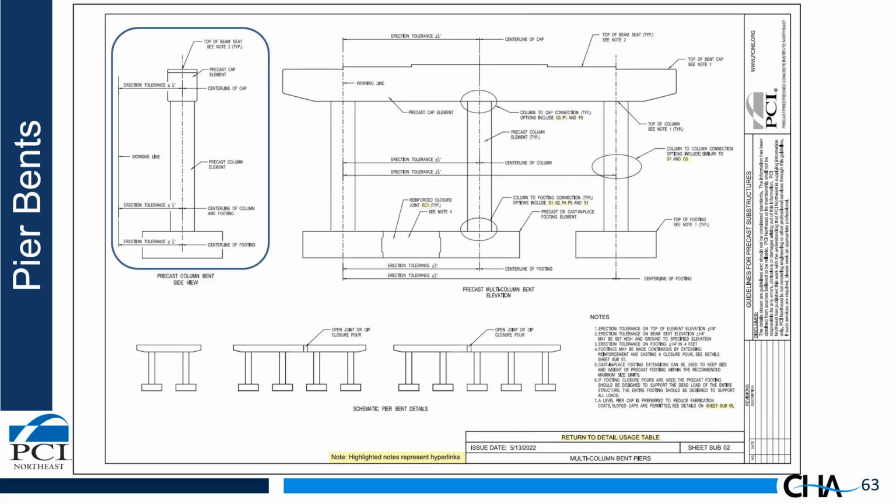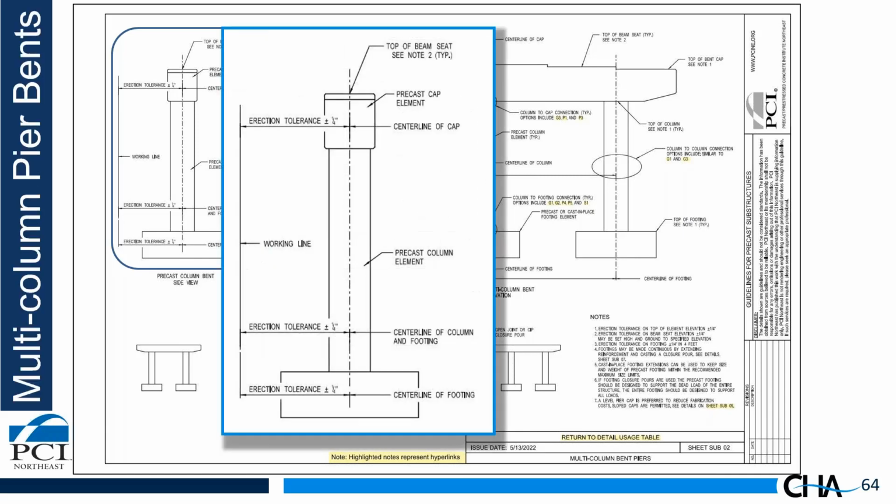Now we also have tolerances in the transverse direction. So take a look at this detail showing that the erection tolerance for the cap, the column, and the footing is measured off, again, a common working line in the transverse direction as well. And these are the way that we recommend a precast pier be detailed on plans showing these tolerances.